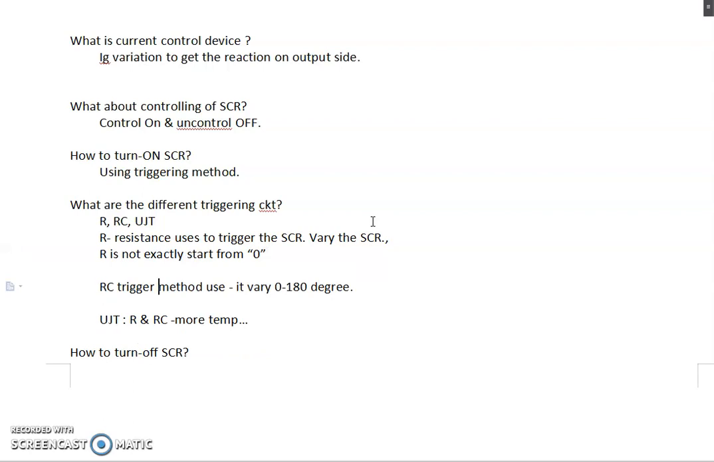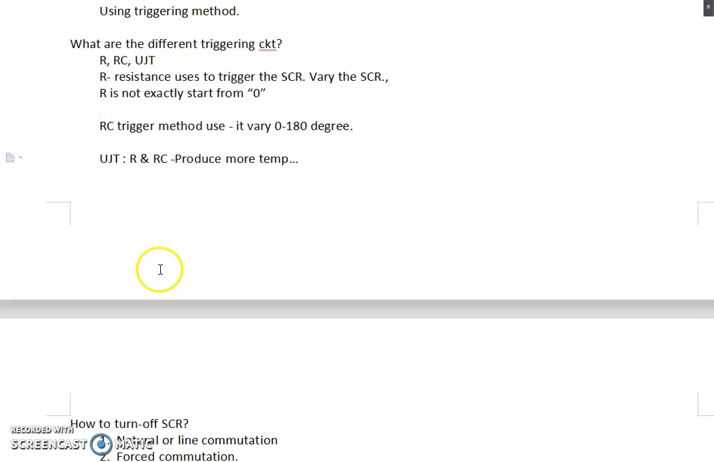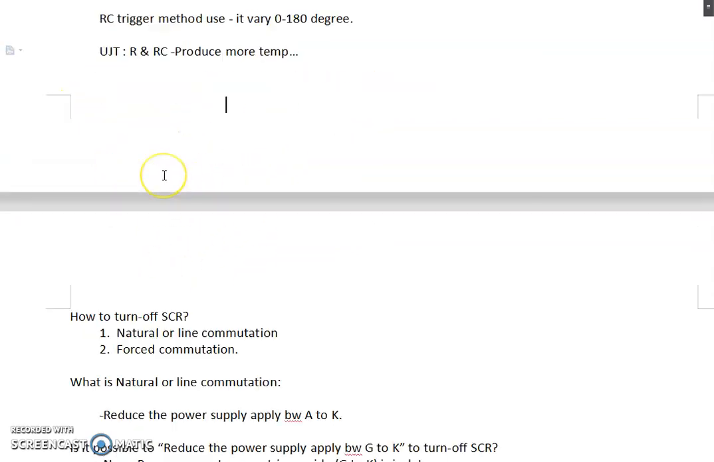Then the RC triggering method is used to vary the firing angle from 0 to 180 degrees. UJT triggering is very good because the UJT is similar to a three-terminal transistor device. It overcomes the limitation of R and RC triggering methods. R and RC produce more heat, and UJT triggering overcomes that.